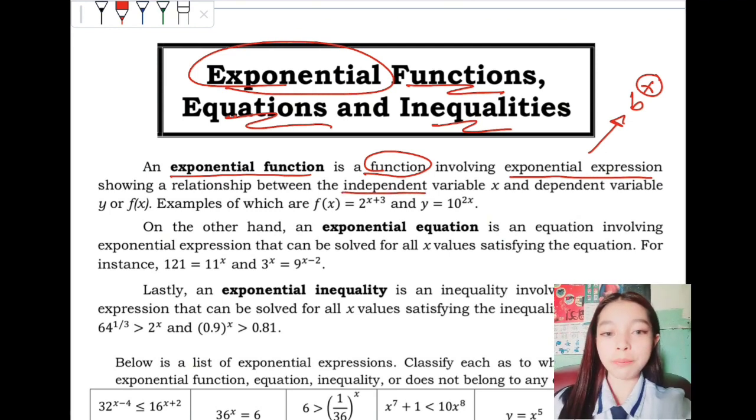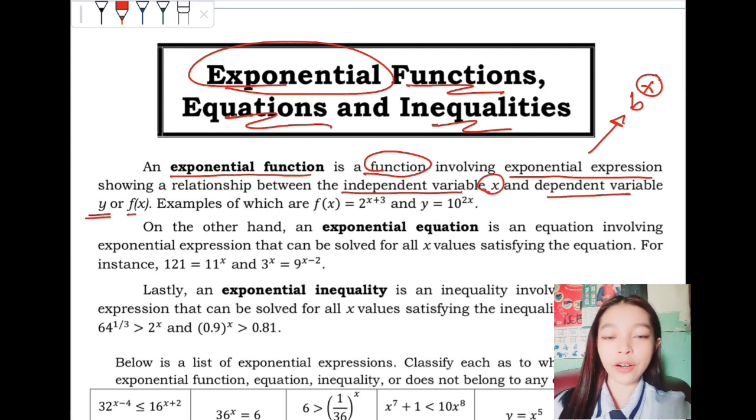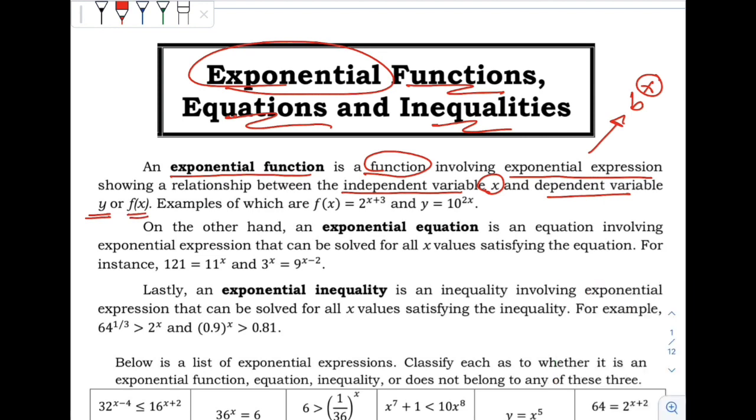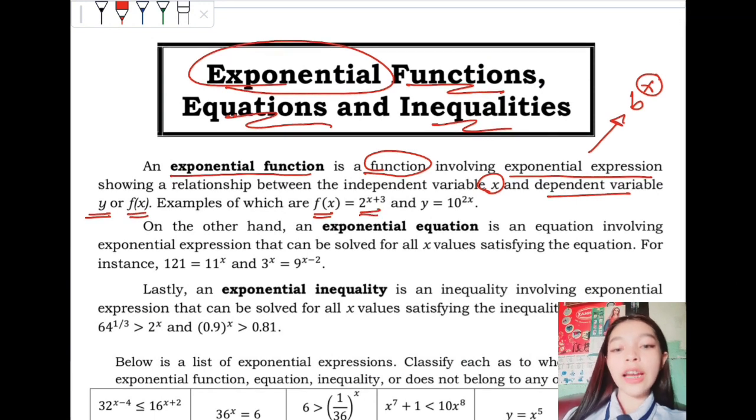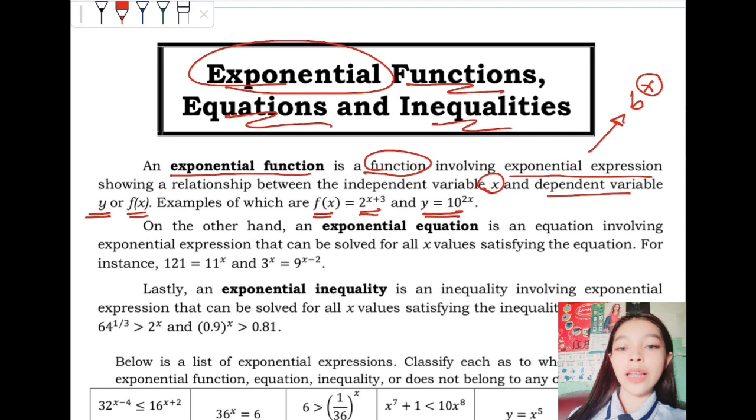Showing a relationship between the independent variable x and the dependent variable y, or f of x. Examples of which are f of x equals 2 raised to x plus 3. As you can see, we have f of x indicating we have a function, then an exponential expression since our variable is in the exponent. Another example is y equals 10 raised to 2x. The variable is in the exponent, which means it is an exponential function.